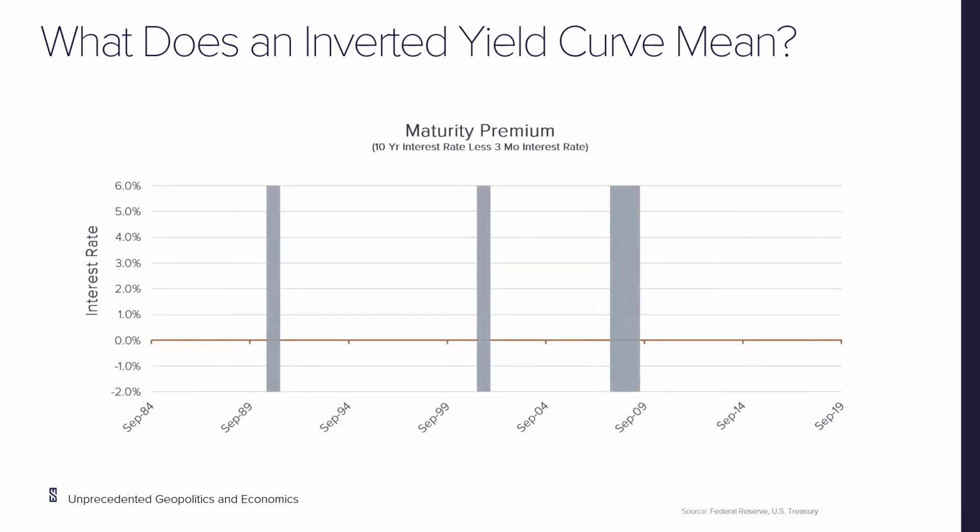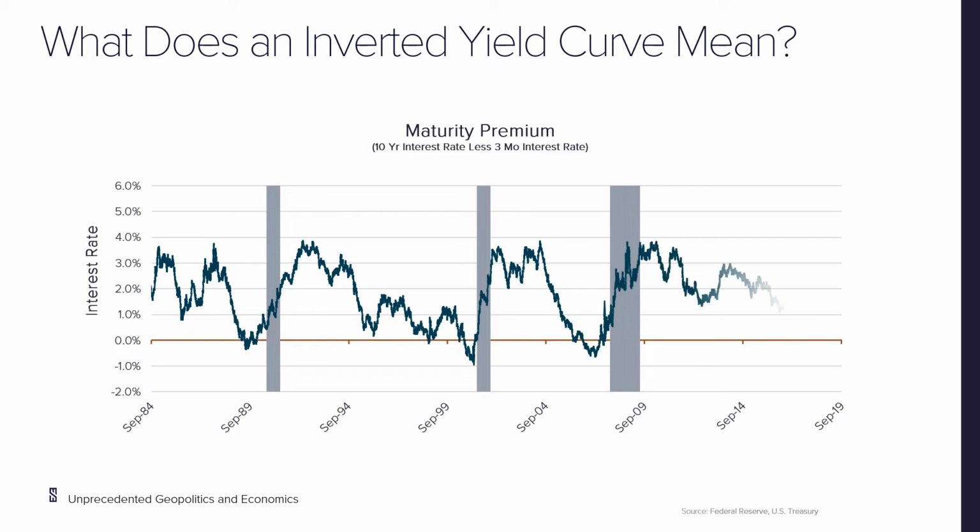We have experienced 3 such recessions, highlighted here in gray, over the past few decades. If we plot the premium an investor receives for holding longer-term U.S. government debt versus shorter-term government debt, we can see that the premium was negative on 3 occurrences, all preceding a recession. The fact that this is occurring again right now is causing concern for many investors.